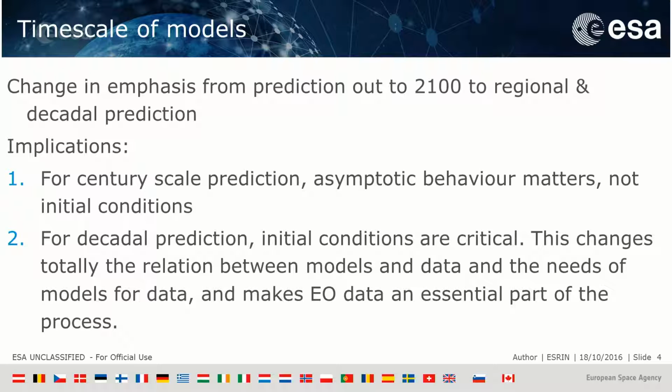And that means your initial conditions are critical. If you don't know where you are now, you haven't got a prayer of knowing where you'll be in 10 years' time, in terms of the Earth's condition, the Earth's state. So this changes totally the relationship between the models and data, and the needs of models for data. And it makes Earth observation data an essential part of the process.